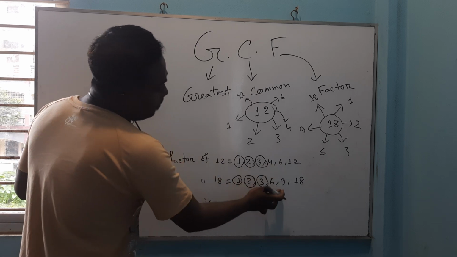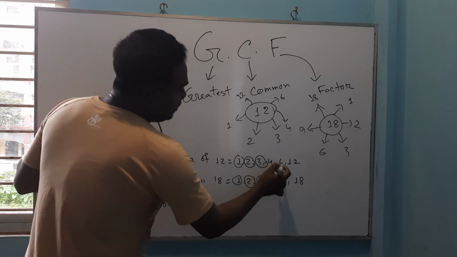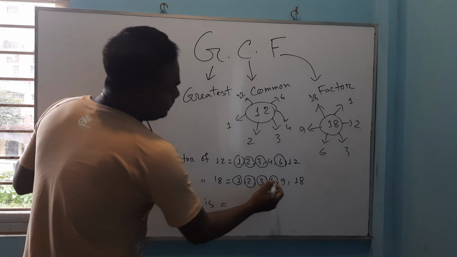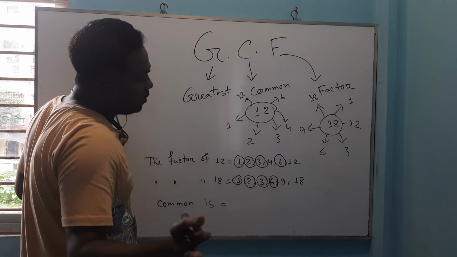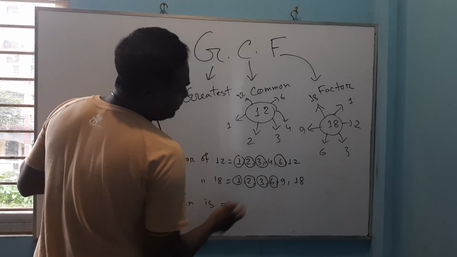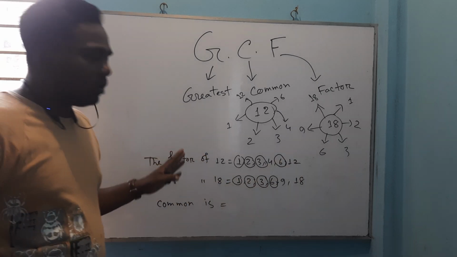4 is in the list for 12 but not in 18, so it is not a common factor. 6 is in both, so it is a common factor. 18 is not a factor of 12, so it is not common. 9 is not a factor of 12, so it is not common.